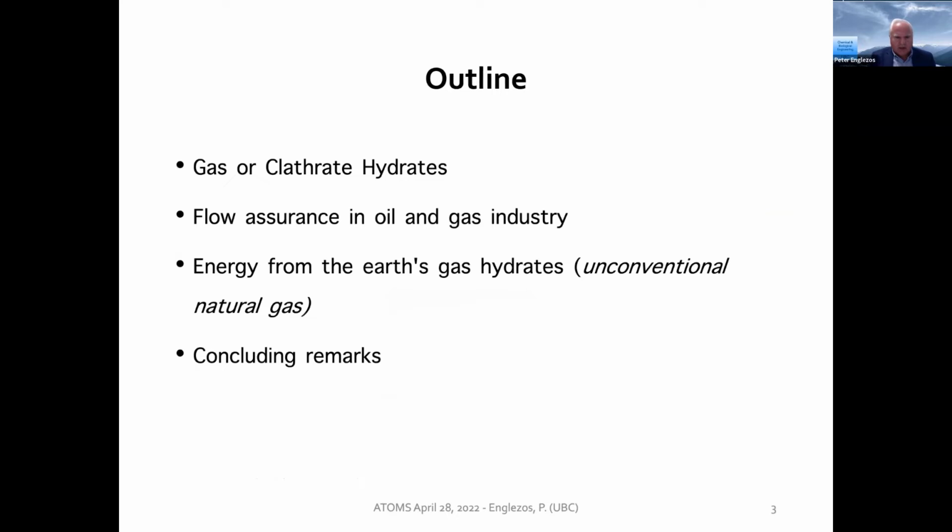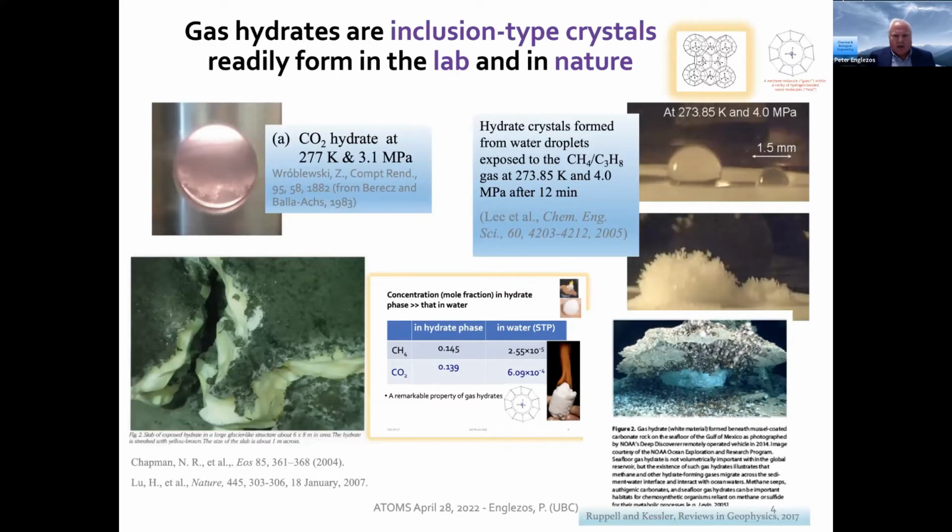On the right, we've exposed water droplets to methane and propane gas, and that formed the crystal underneath. Below, you can see a picture from Roppel and Kessler in a paper 5 years ago that shows this white material here, which is gas hydrate, beneath this mussel-coated carbonate rock. That's in the seafloor in the Gulf of Mexico.